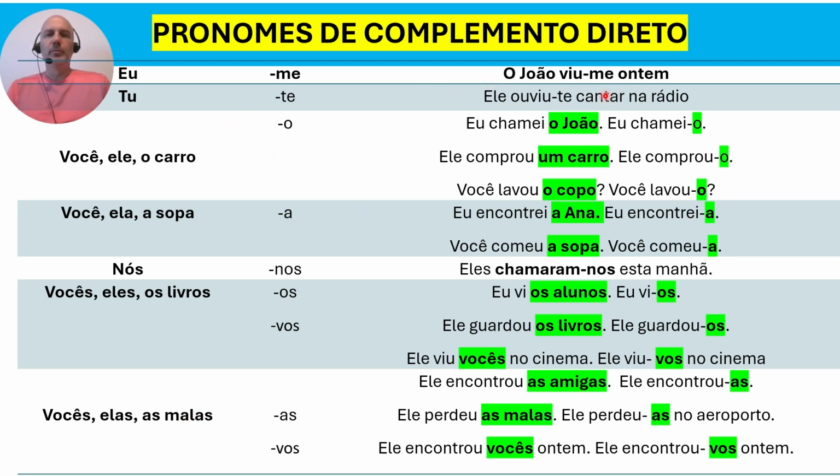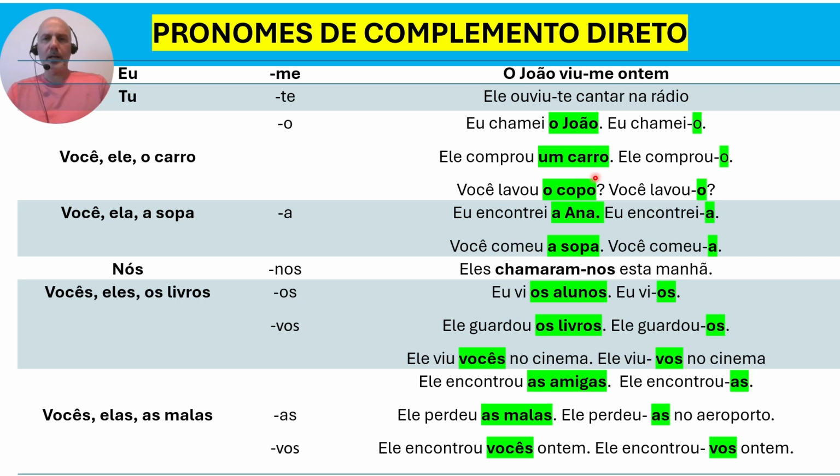O João viu-me ontem. So John saw me yesterday. As you can see, this me represents me, and this is the pronoun that stands for eu. The second example is: ele ouviu-te cantar na rádio. Ouviu is the verb, and te is the complemento direto that stands for tu, singing on the radio. Third example, this time with o: eu chamei o João, so I called John. So this o stands for o João. So I called him. That's the translation, okay?